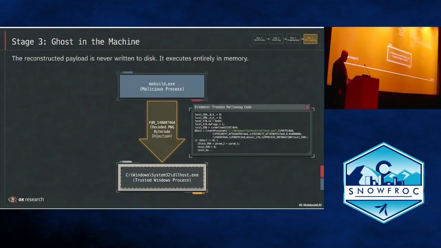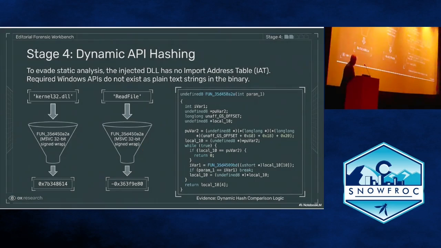The ghost of the machine. So when you start looking at it, you have your injection, and there's the DLL host because it's trusted. That's how they ran the process with the file. And that's the information over on the right-hand side, some of the information that it had. The dynamic API hashing: they went in and, to evade the static code analysis, the SAST, the injected DLL.